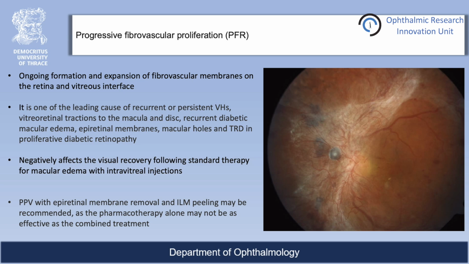In patients with progressive fibrovascular proliferation, vitrectomy with epiretinal membrane removal and ILM peeling may be recommended, as pharmacotherapy alone may not be as effective as the combined treatment.